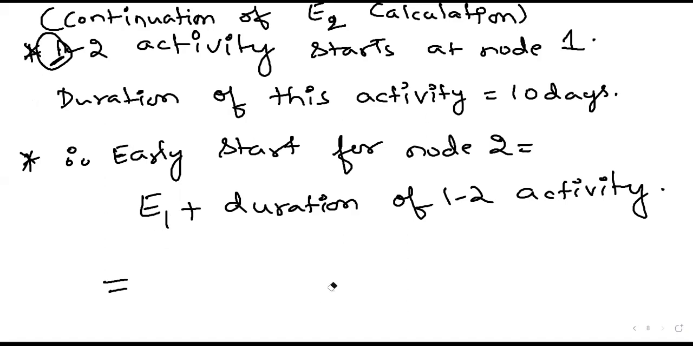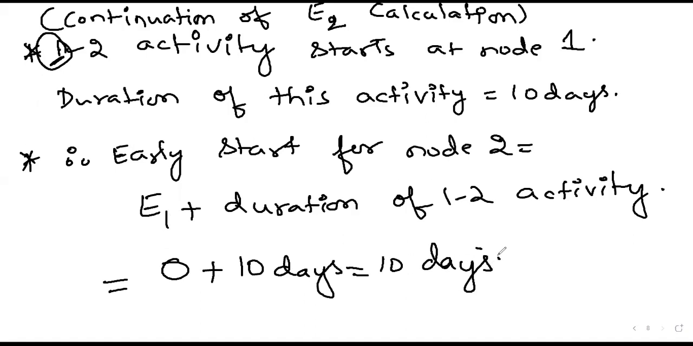So this is how we have to write the equation. E1 is how much? Anyone? 0. And the duration of 1-2? 10. Correct. So E2 is equal to 10 days. How to interpret this result, we'll see, but for now, just understand how to calculate all these steps.